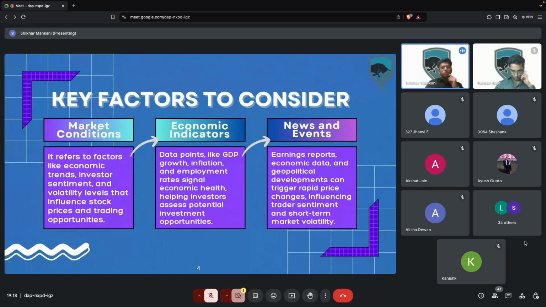Economic indicators, as we have all studied in our 11th and 12th grade, include GDP growth, inflation, and employment rates, signaling economic health, and interest rates. What is RBI doing? Is RBI increasing interest rates or decreasing the rates? That is also a huge indicator and a factor to consider while trading short term. And that helps investors assess potential investment opportunities.